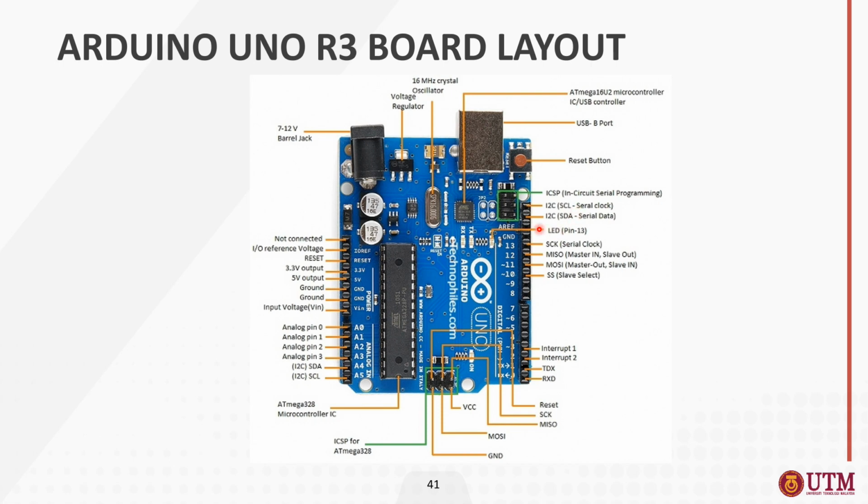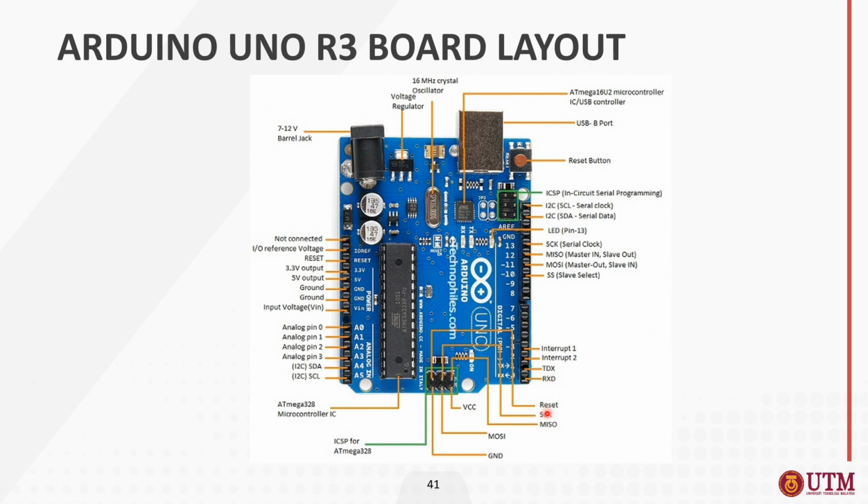You have an LED here, which is reflected to pin 13. For pin 13, you have SCK, which is the serial clock. And then you have pin 12 and 11, MISO and MOSI. It is actually for the SPI interface. SS is the slave select. And then you have 2 interrupt pins, pin 2 and pin 3. And then you have here TXD and RXD, which is the transmit and receive.